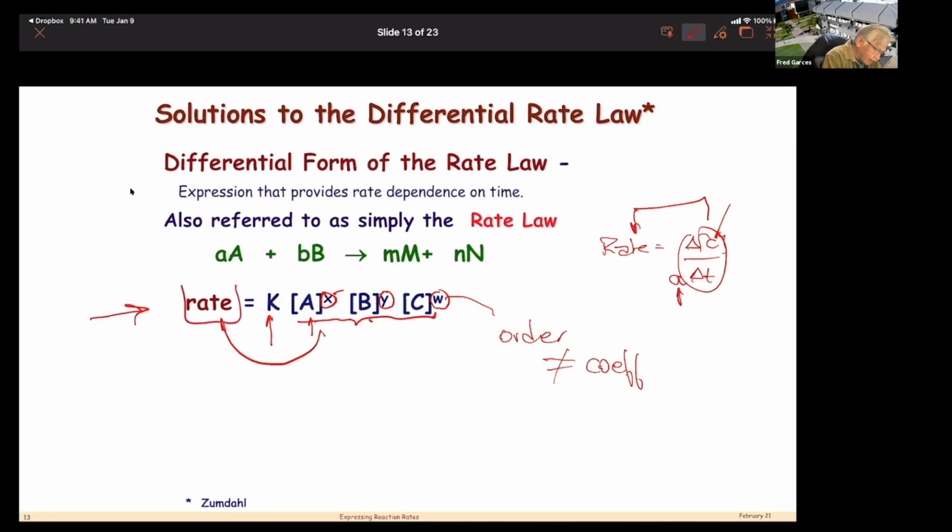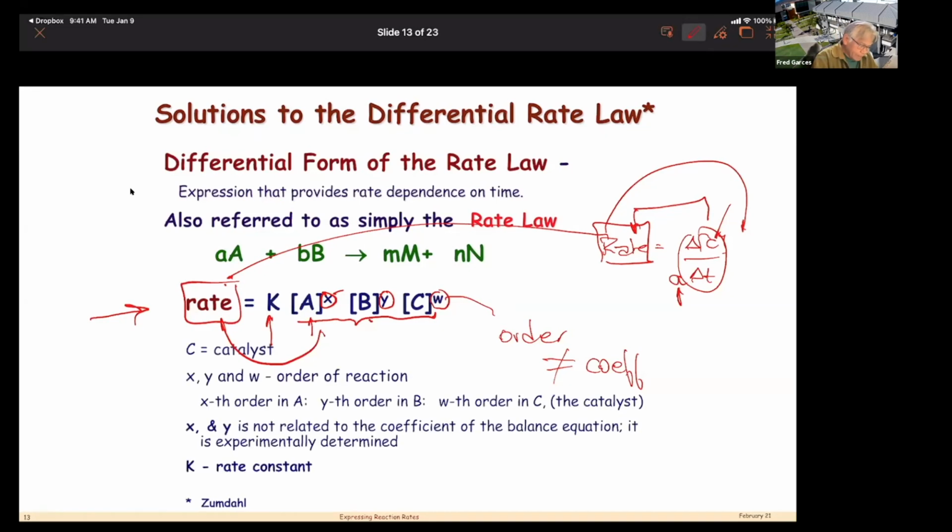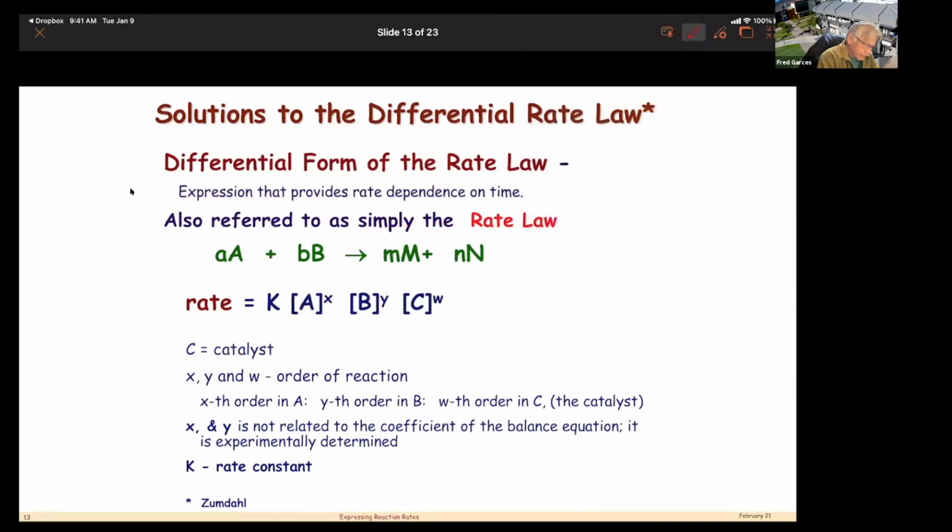This rate right here is related to these chemicals if you can measure the speed of the chemical with respect to time. So here are the definitions. C might be a catalyst. The catalyst can be in the rate law because it influences the speed of the reaction.